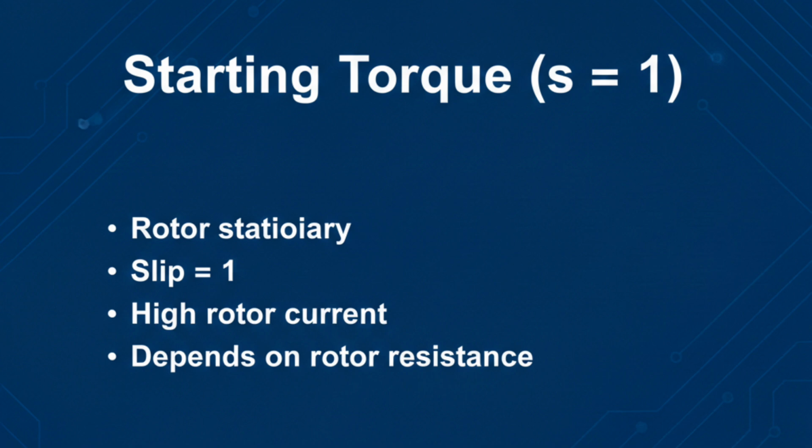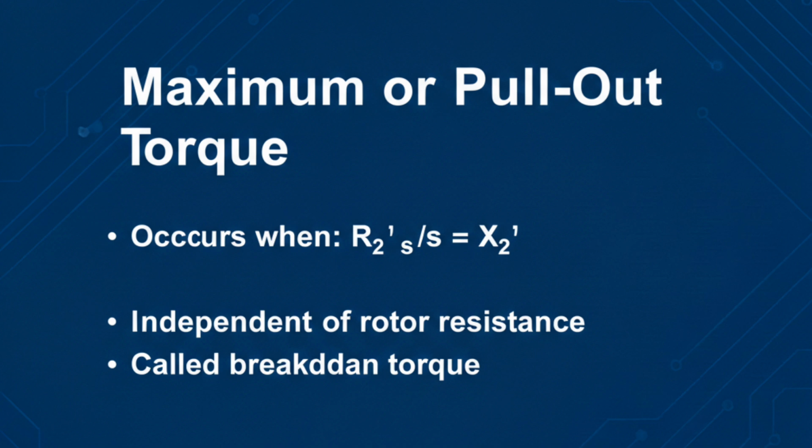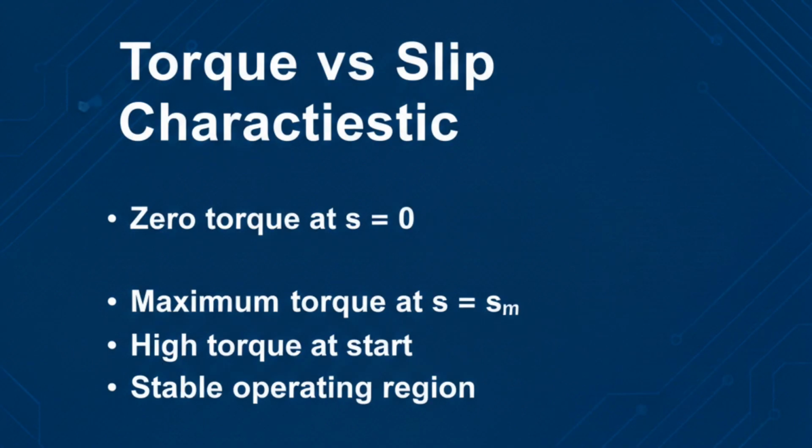Another important concept is maximum torque, which is also called pull-out torque or breakdown torque. This is the highest torque that the motor can develop without stalling. From the torque equation, we find that maximum torque occurs when the effective rotor resistance divided by slip is equal to the rotor reactance. A very interesting and useful result is that the value of maximum torque is independent of rotor resistance. However, the slip at which maximum torque occurs does depend on rotor resistance. This point is very frequently asked in examinations, so remember both the condition and this conclusion clearly.